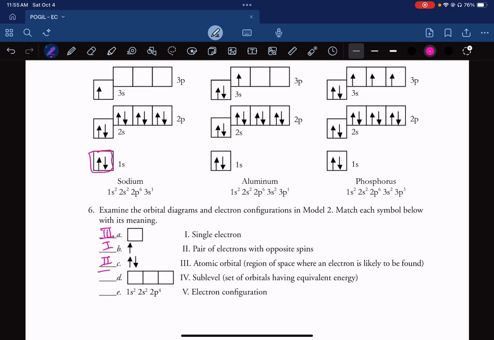Next, we are going to have our sublevel. And then finally, this is our electron configuration, so our manager's code. Our pair of electrons with opposite spins is kind of like our little black dots, where we have some on the bottom bunk and some on the top bunk. A single electron would be if we just had one boarder in our boarding house. And the electron configuration is like the manager's code.